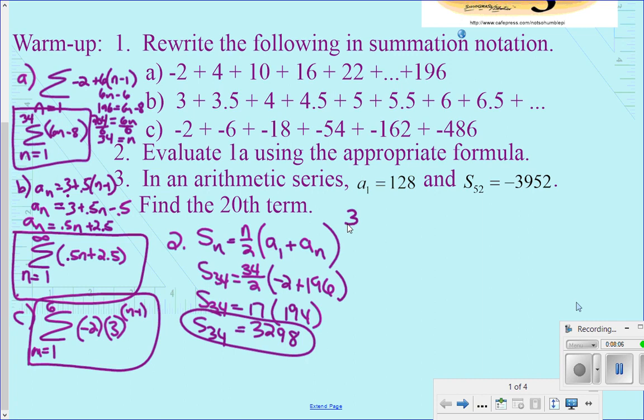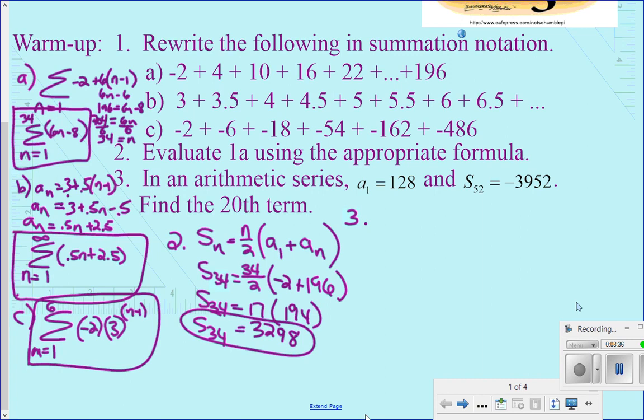Number 3. In number 3, we know it's arithmetic. We know that the first term is 128. We know that the sum is -3,952. And lastly, we know that there are 52 terms. So we're going to go ahead and figure out which formula we can use, what we can plug into. Well, there are 2 different things we could use here. We could either use the arithmetic explicit formula or the arithmetic finite sum formula.